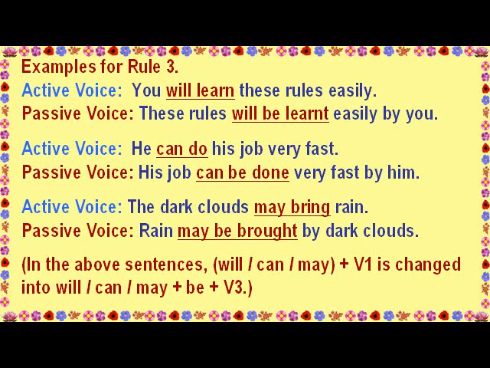Active voice: The dark clouds may bring rain. Passive voice: Rain may be brought by dark clouds. In the above sentences, will, can, may plus V1 is changed into will, can, may plus be plus V3.